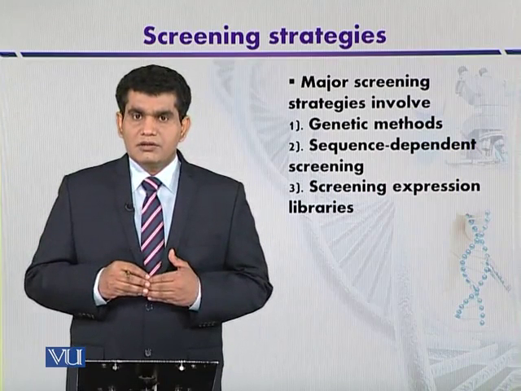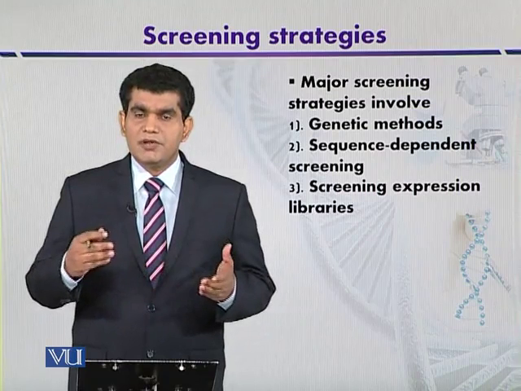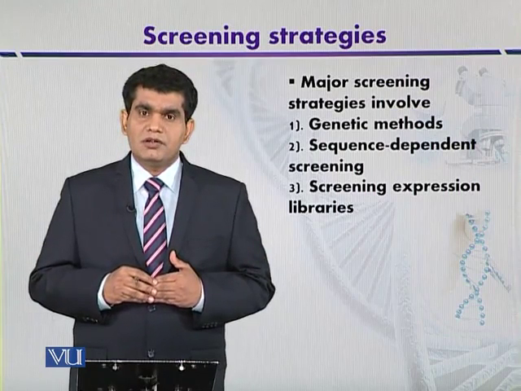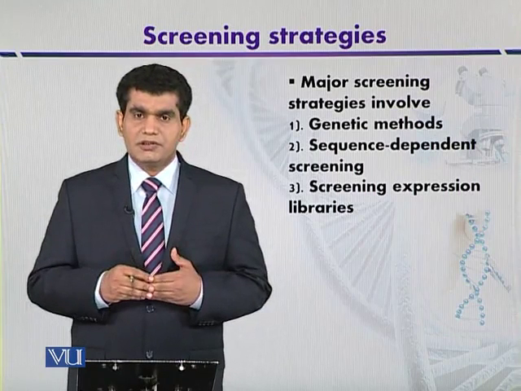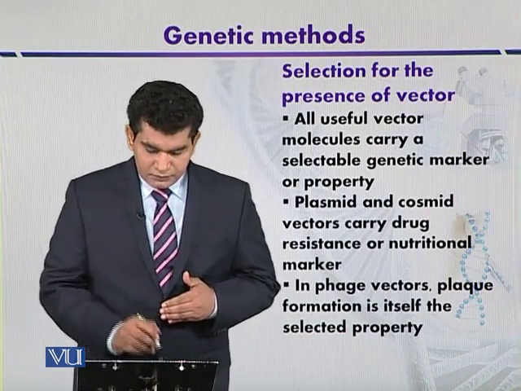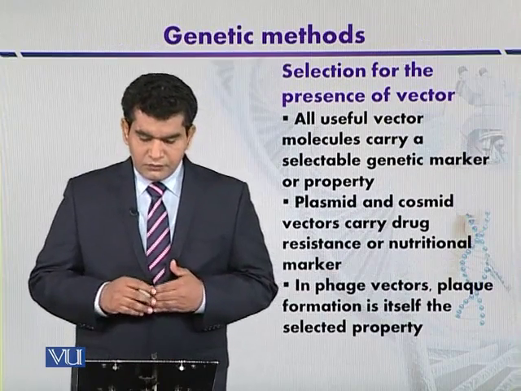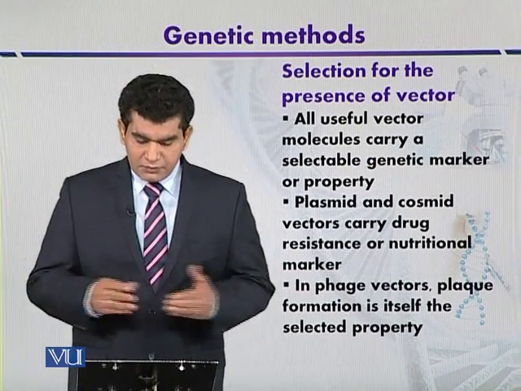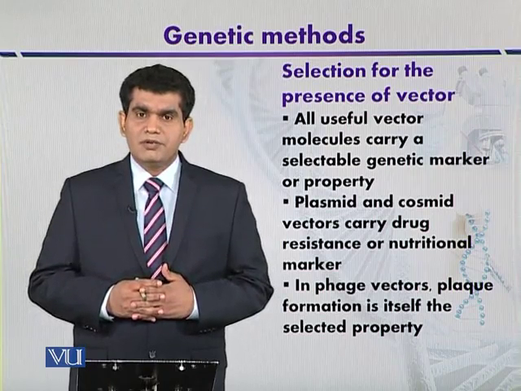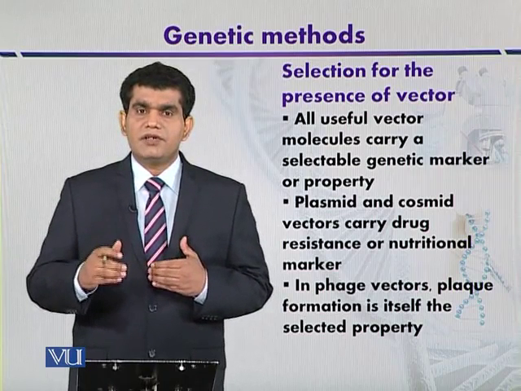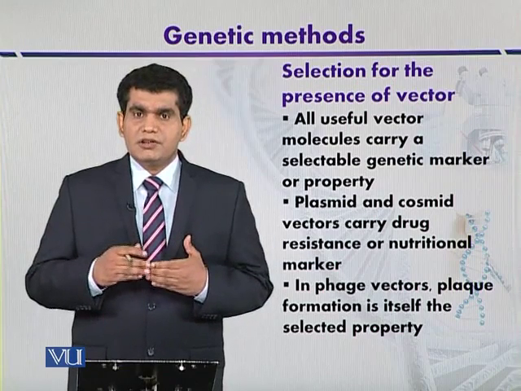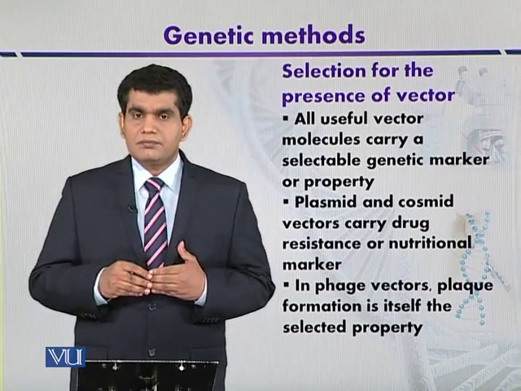So we can say that screening strategies may be based on genetic methods, or sequence dependent screening may be there, and screening of expressed libraries can be there. And first we can focus on genetic methods. One of the genetic methods is selection for the presence of vector. If you remember, while we were discussing different types of cloning vectors, their detection was based on different methods.